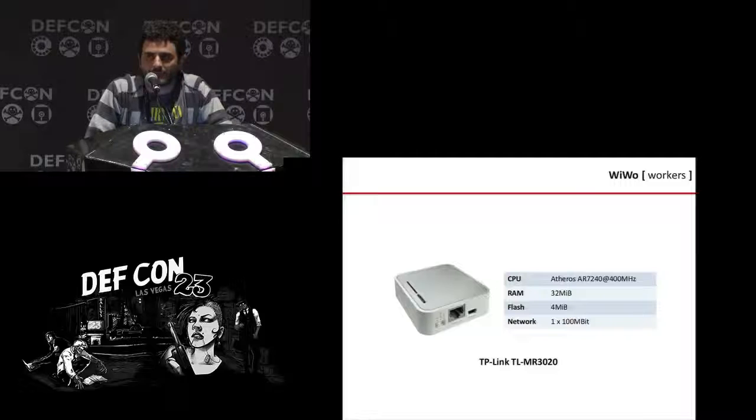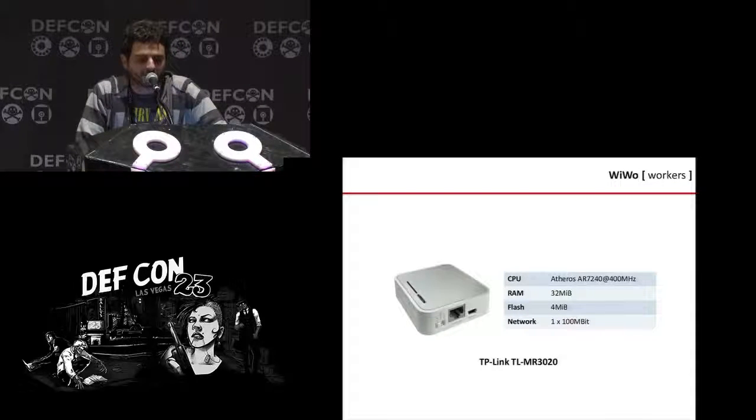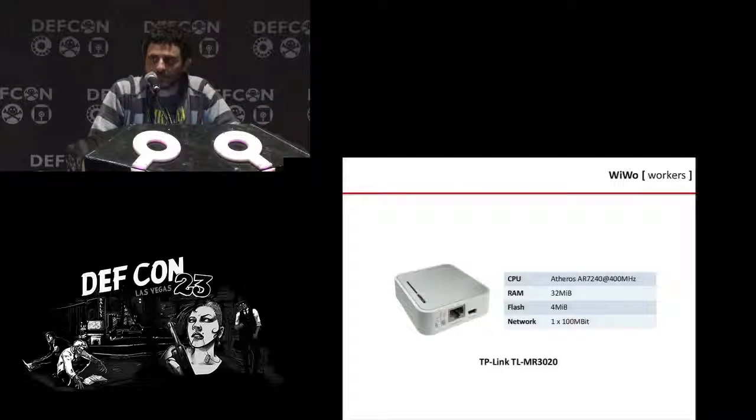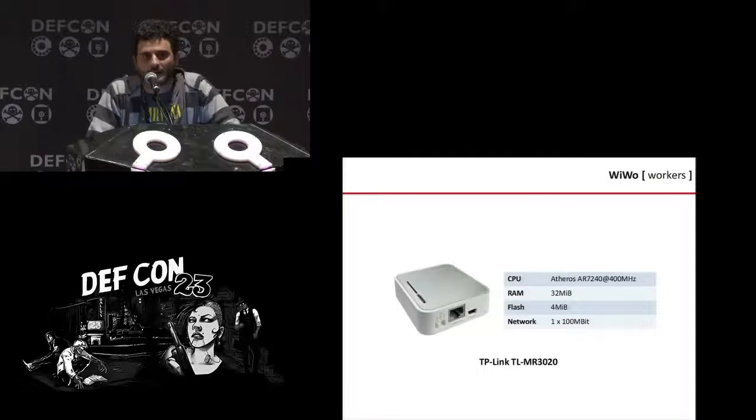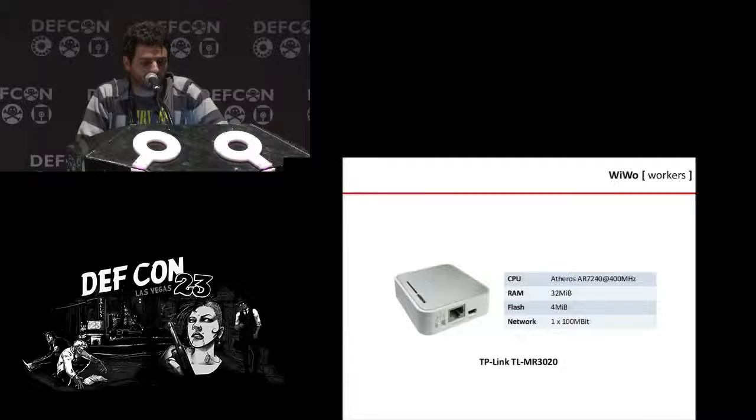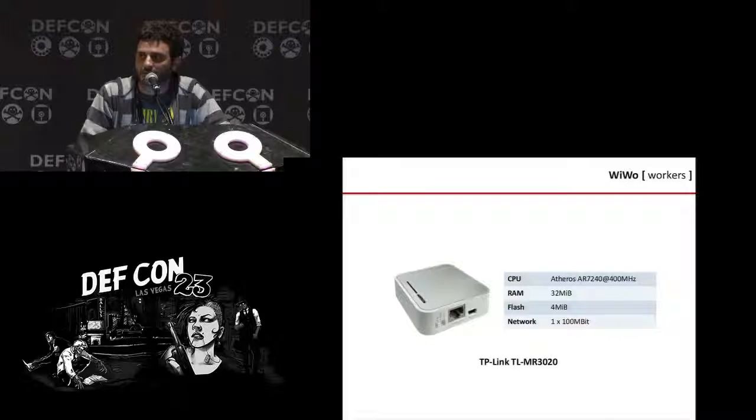In theory, each kind of router that can support OpenWRT can be converted into a worker. But we chose 3 different routers to work. This is the first one. It's a TP-Link TL-MR3020. It has not so much flash nor RAM memory. It has not such a good CPU, but it's cheap and small.